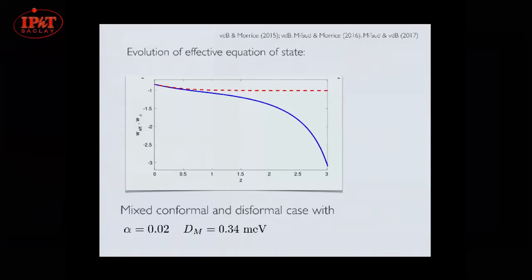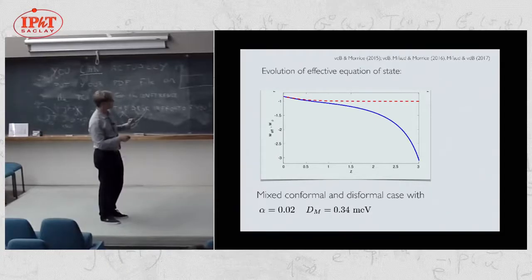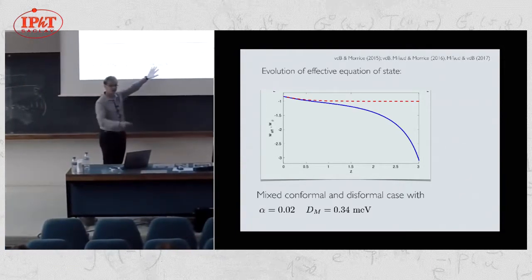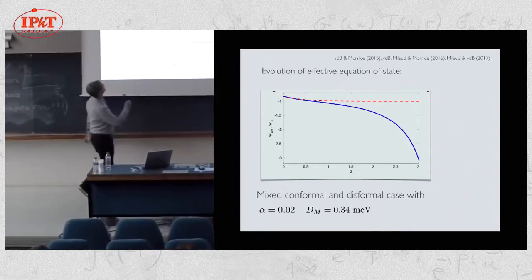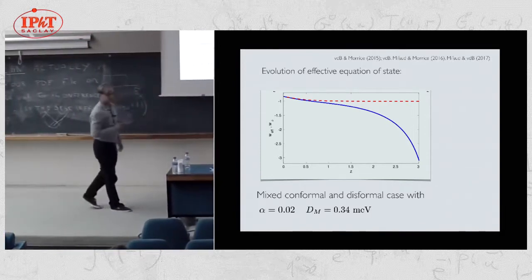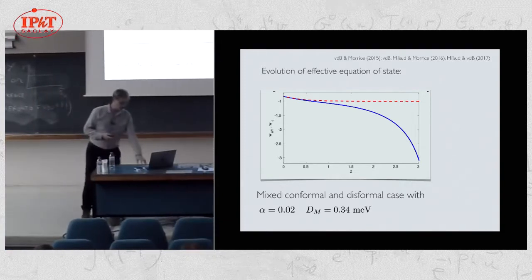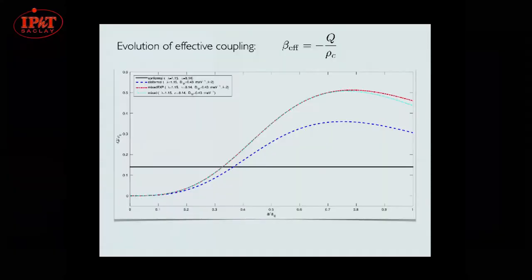For the disformal case, this is purely disformal. No, this is a mixed case, conformal and disformal. So we still have alpha is 0.02, and we switch on a disformal term of the order of milli-electron volt, the same scale as Nelson mentioned in his talk, and you can see that has an even bigger effect, okay, because you just add another contribution to the effective equation of state. So it looks more phantom in these models.